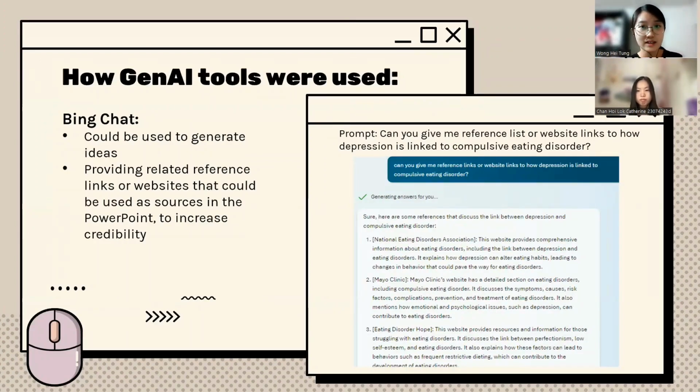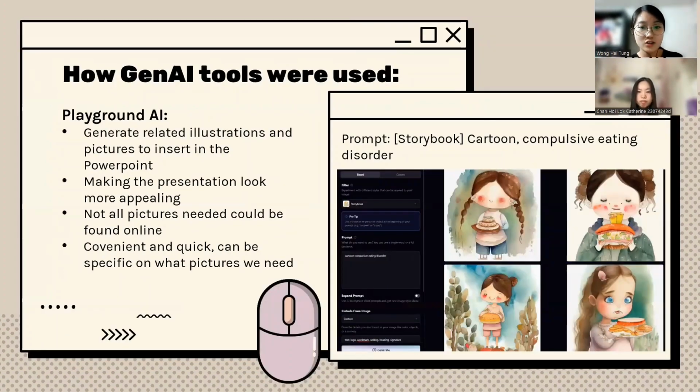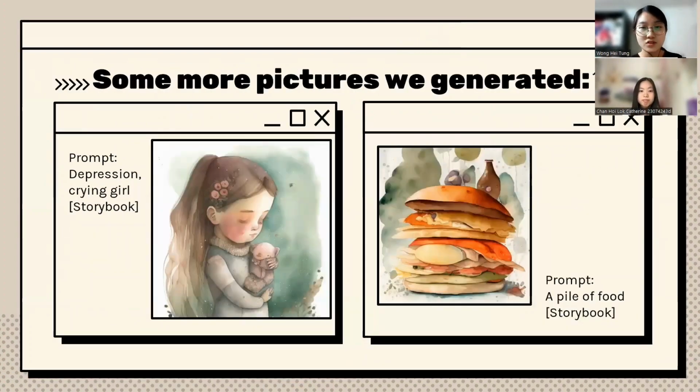Some other uses would be summarizing key points and providing extra relevant links. We also used Playground AI to generate some images to make our presentation look more appealing. In fact, we also added some AI-generated pictures in this presentation too. Here are some more pictures generated. As you can see, AI could provide some decent-looking photos given the right prompt.